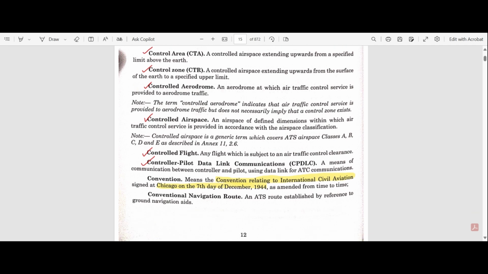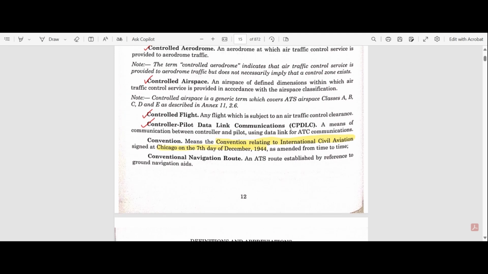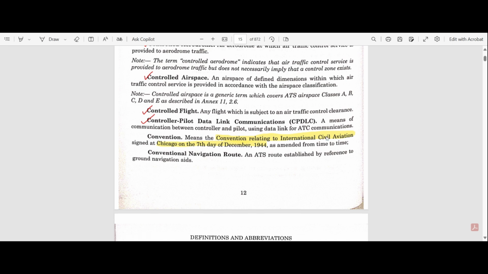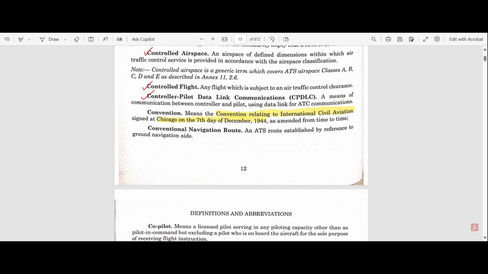Control area. From a specific limit above the earth, the airspace which is extending upwards from the specific limit. What is control zone? From the surface of the earth extending to a particular limit is control zone. Then what is a controlled aerodrome? Aerodrome which has air traffic services provided. Controlled airspace, within which air traffic services is provided.